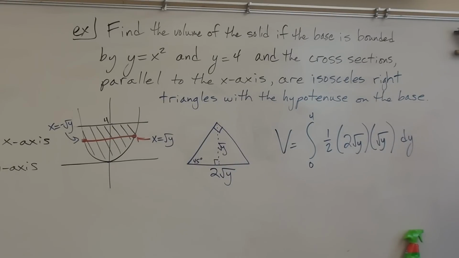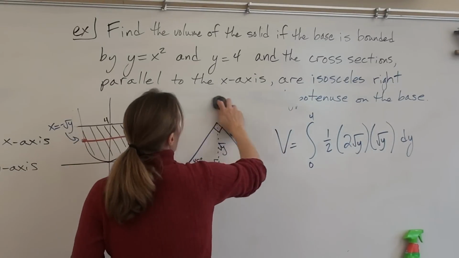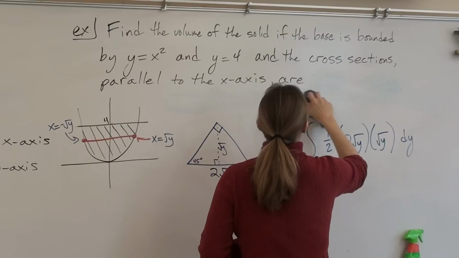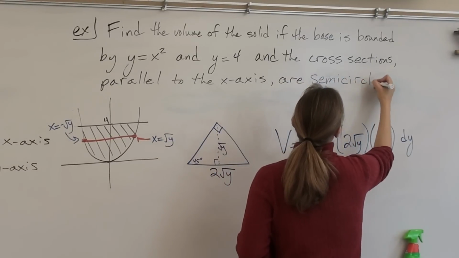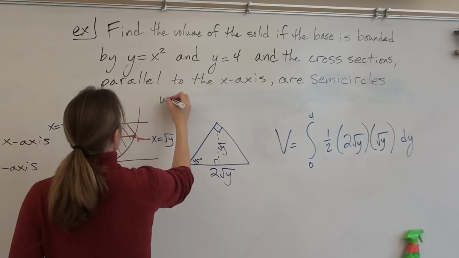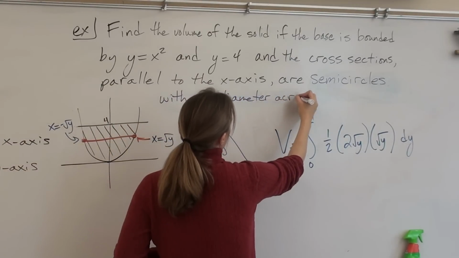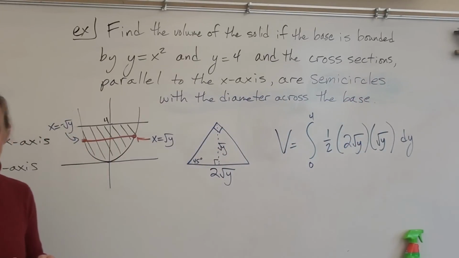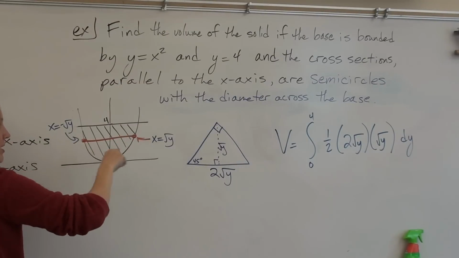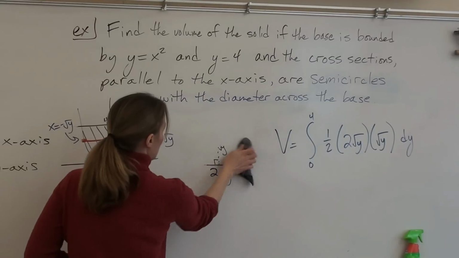All right, let's do one more this way, and then we're going to switch it up and do different shapes in the other direction. Let's do semicircles with the diameter across the base. So the semicircles are coming out of the board this way, and this length is the diameter of the semicircle. So let's draw a semicircle.